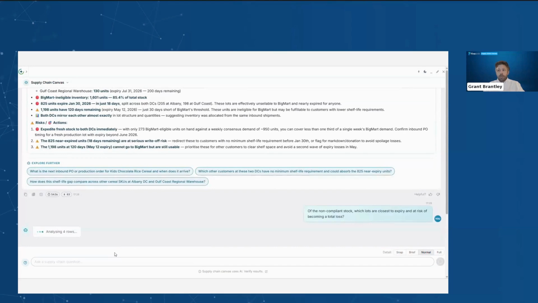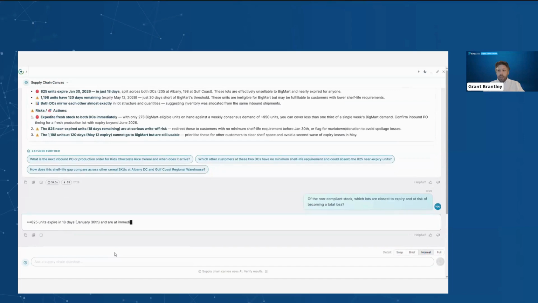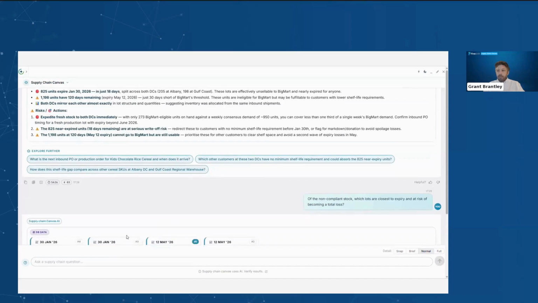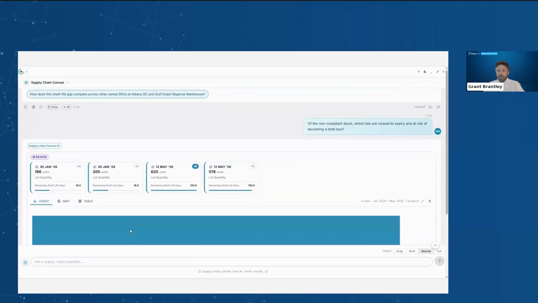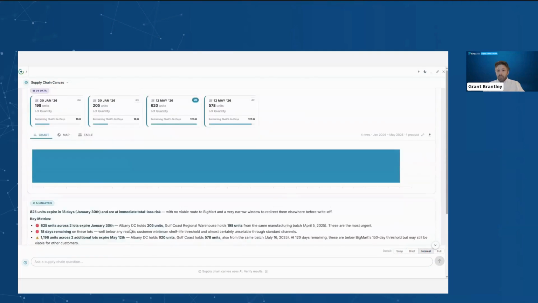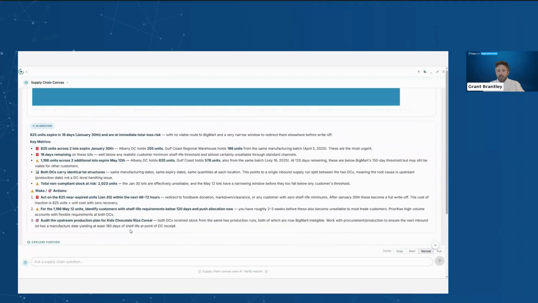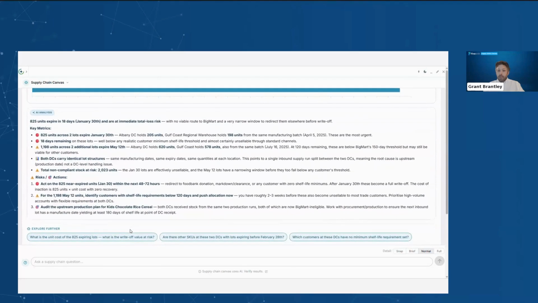So we'll really drill down even further into those lots that Canvas has already identified. So here it's telling me where we have those lots in the actual units and the days of shelf life remaining. So it splits it out clearly into two different tiers here. There's a near-term group that expires on January 30th. That's only 18 days away. So there's really no realistic path to move those, and they're probably going to be a write-off.